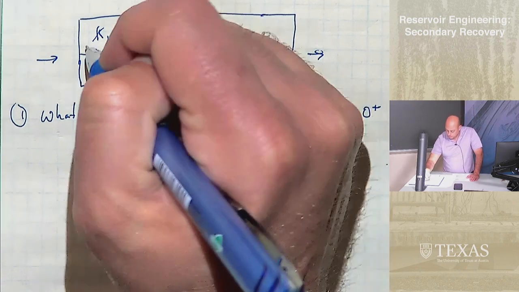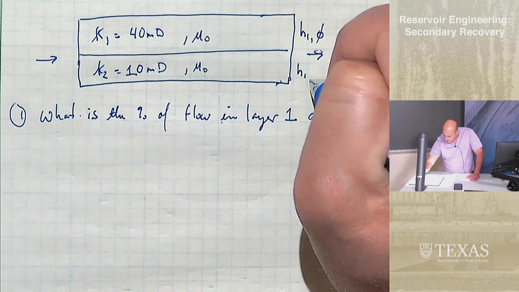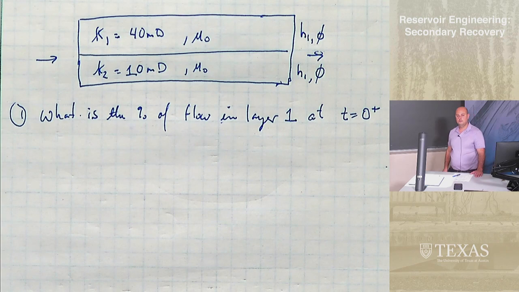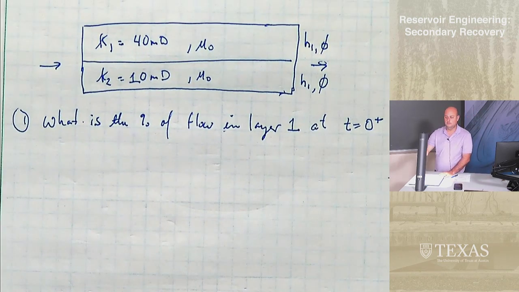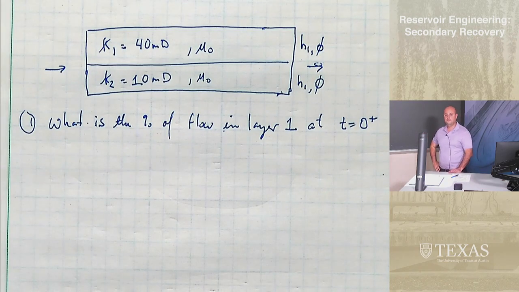What is the percent of the flow in layer 1 versus layer 2 after I start injecting? You could assume that these both have the same thickness, same porosity, same cross-sectional area. You could use the equation I gave you, but you don't need to. Let's just try to think through what makes sense.